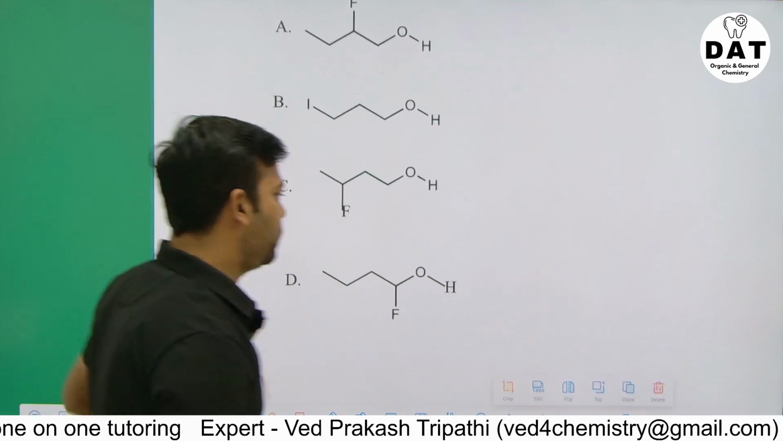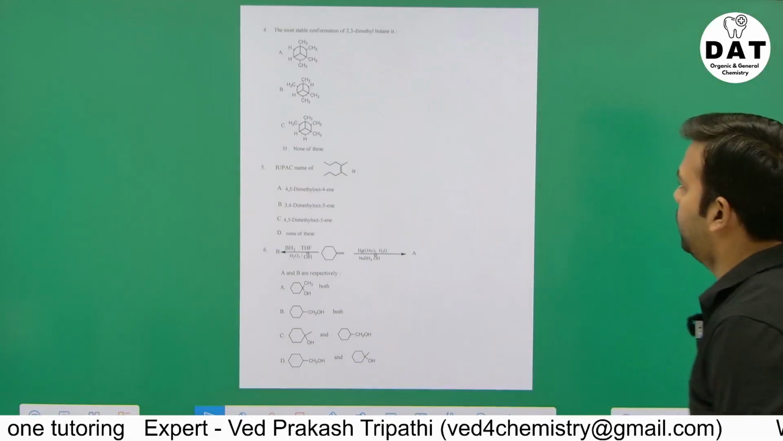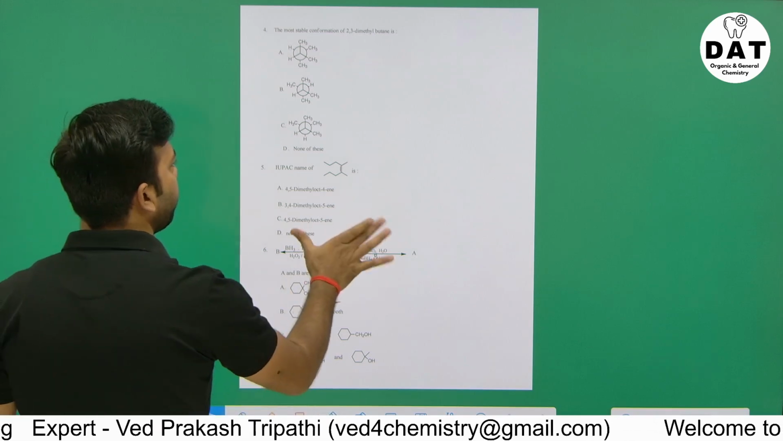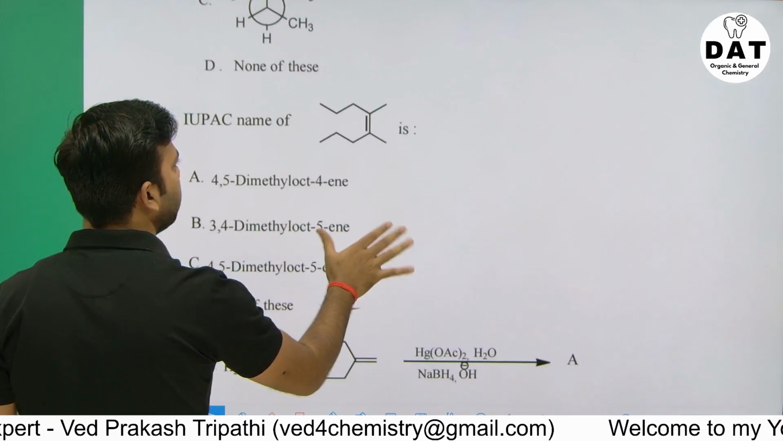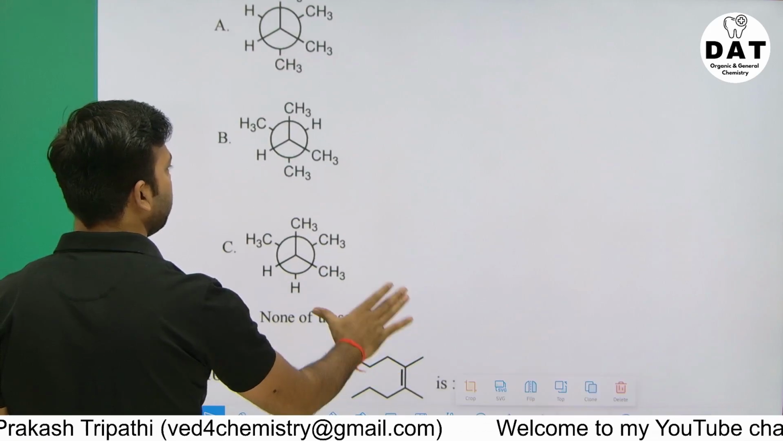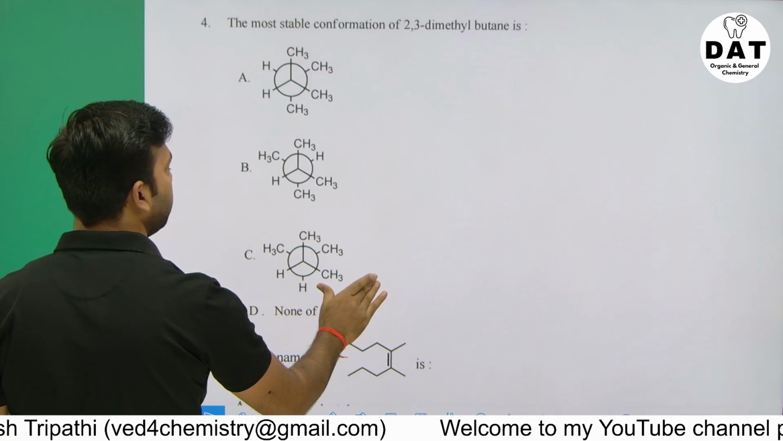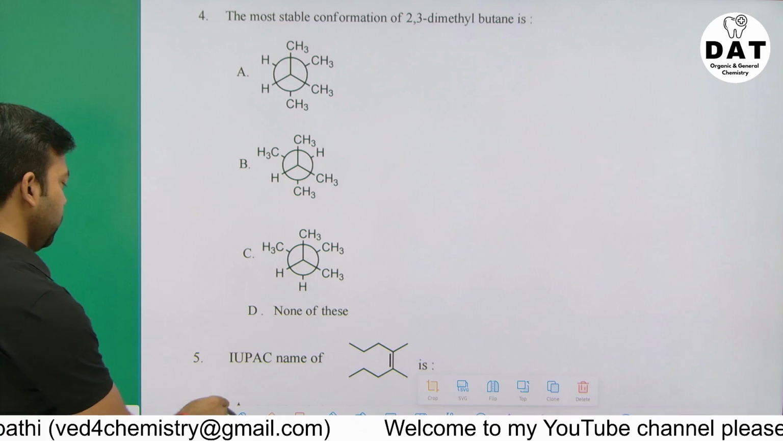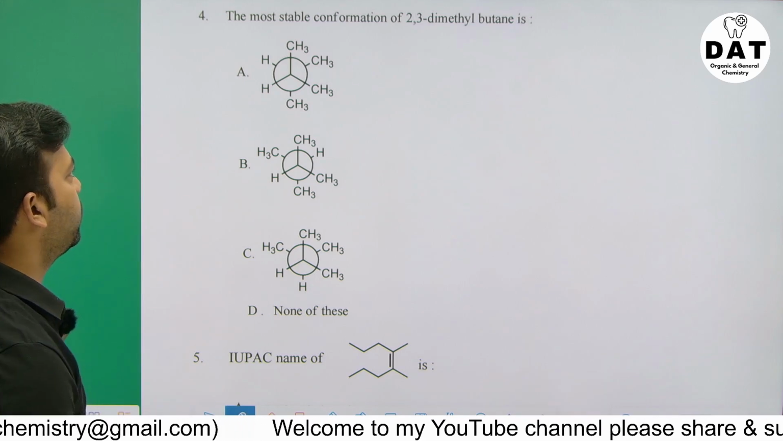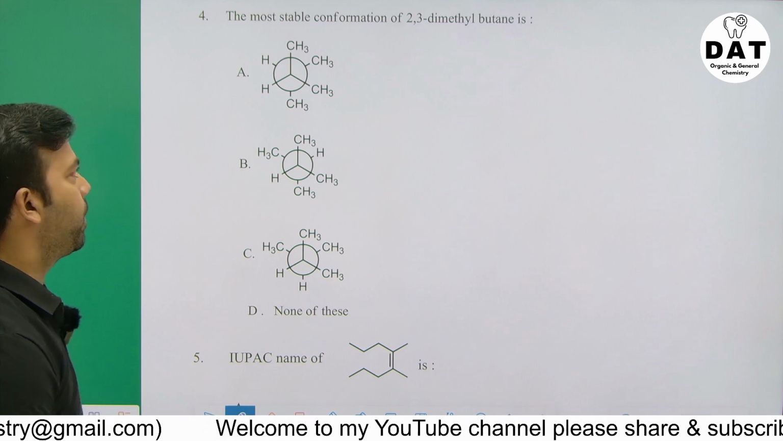So this is the page. Here now the next is question 4. Let me zoom this. Okay. So this question is about the most stable conformation of 2,3-dimethylbutane.